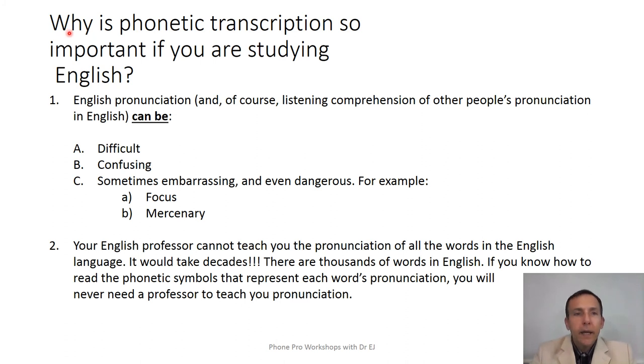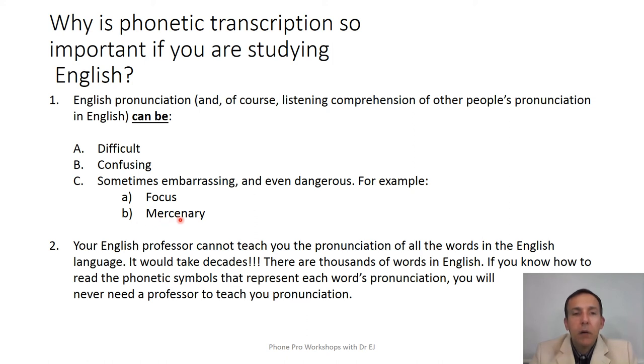Okay, why is phonetic transcription so important if you are studying English? Well, there are several reasons. Number one, English pronunciation and, of course, listening comprehension of other people's pronunciation in English can be A, difficult, B, confusing, C, sometimes embarrassing and even dangerous. For example, the word focus is a very challenging word. Many English language learners always mispronounce this word, and then they can sometimes unintentionally create bad words.